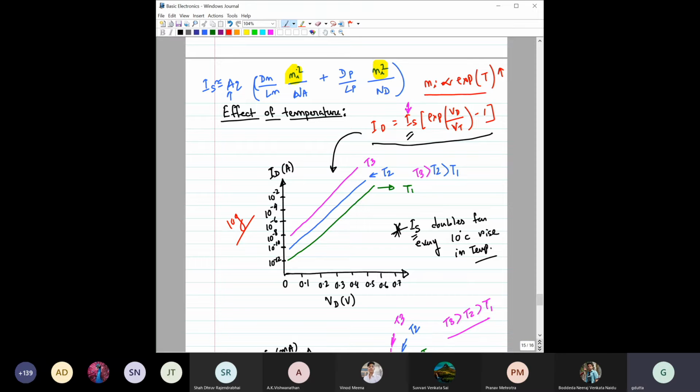And we have also seen that for silicon Ni is 10 to the power 10 per centimeter cube at room temperature. For germanium, what is Ni? You forgot. 2.4 into 10 to the power 13. Is it 10 to the power 13 or 16? How much?